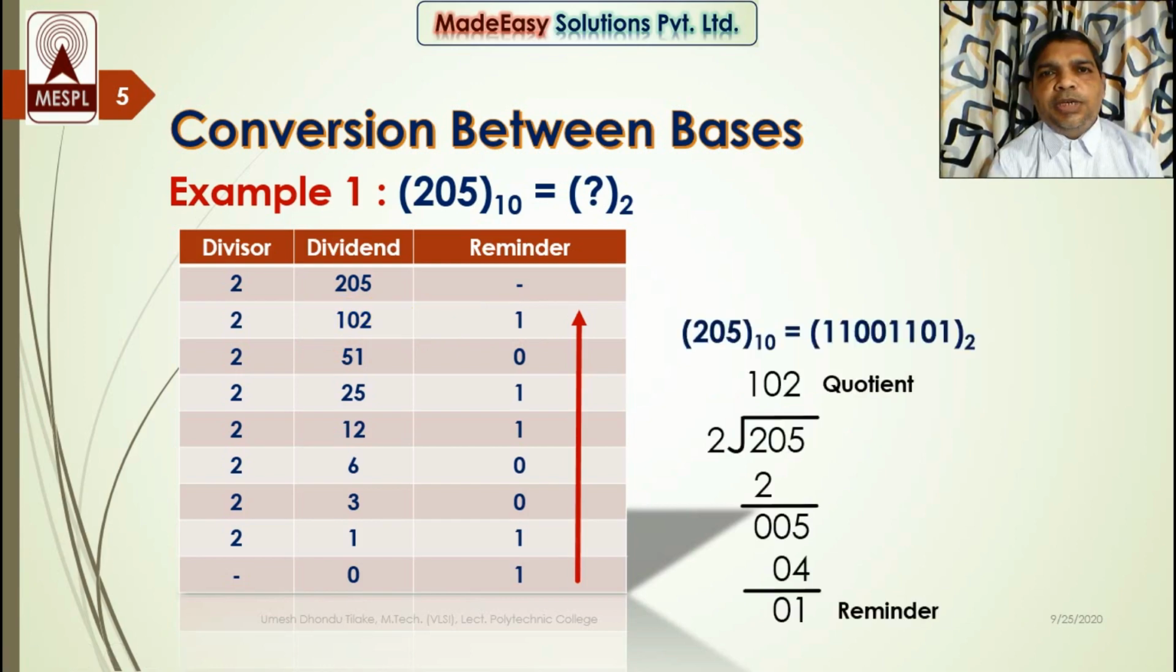I can show you the conventional method of the division process. Here I have shown the conventional division process for our first division operation, that is 205 divided by 2. Here 2 is the divisor and 205 is the dividend.